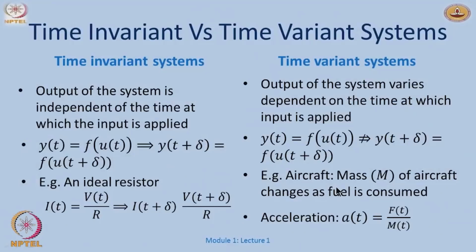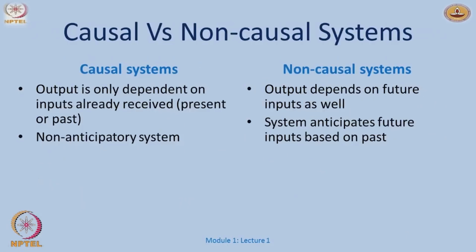So, we are not classifying the time dependence in terms of the dynamics, but in terms of the system parameters, right. So, here the resistance would be the parameter, and in the case of the aircraft the mass would be the parameter. Okay. The last kind of classification which we would be interested in the course is that of causal versus non-causal, a very basic signal systems concept.